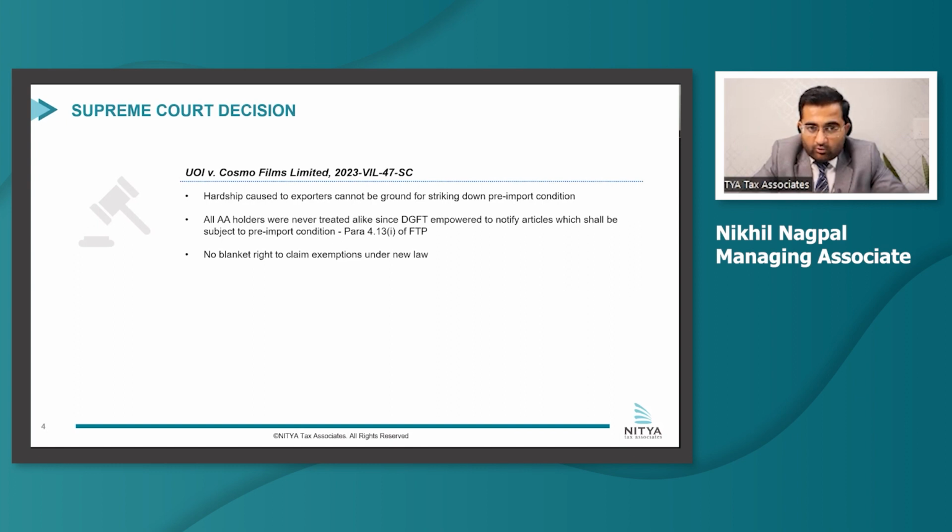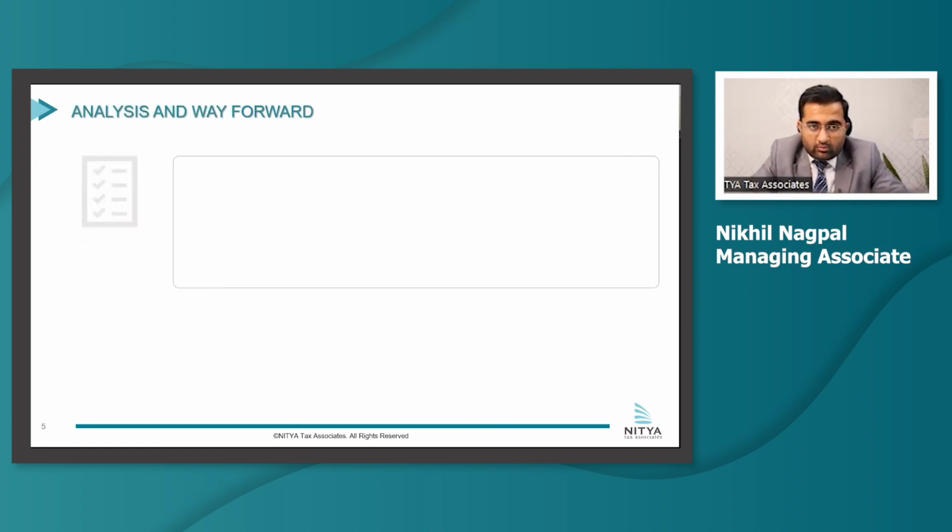So basis all the above grounds, the Supreme Court held that the pre-import condition is constitutionally valid, and the same cannot be struck down only because of the fact that it is causing hardship to the exporter and curtailing the benefits which were granted to them in the earlier regime. So now I would like to deliberate upon what the way forward will be for the exporter, and what implications there will be on the exporter due to this adverse judgment of the Supreme Court.